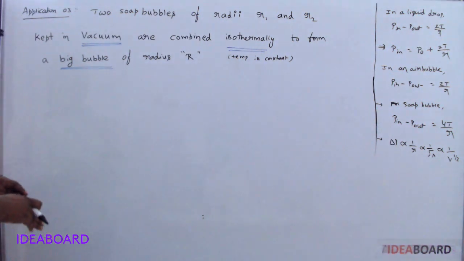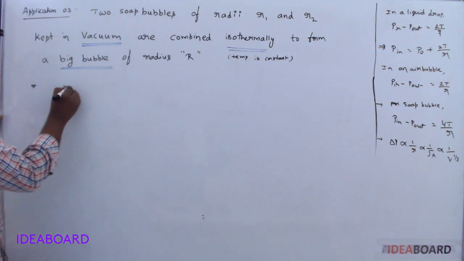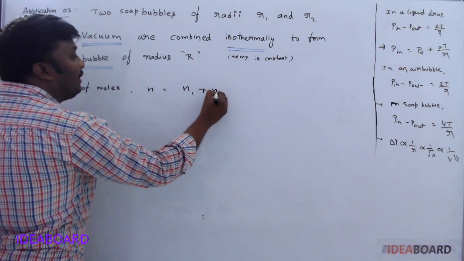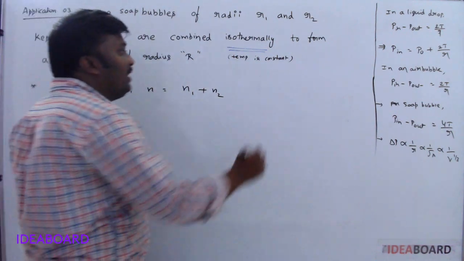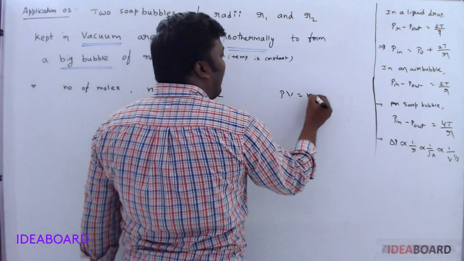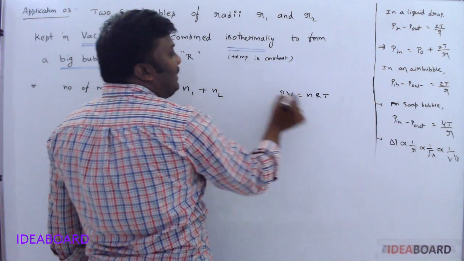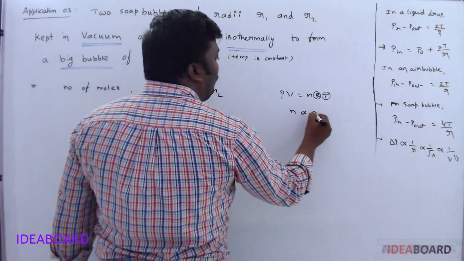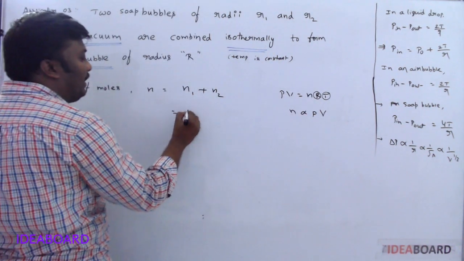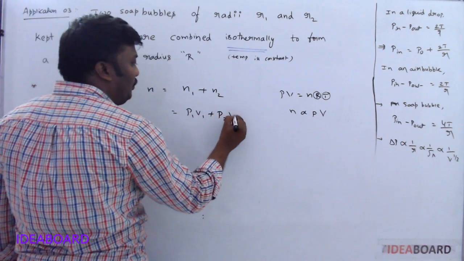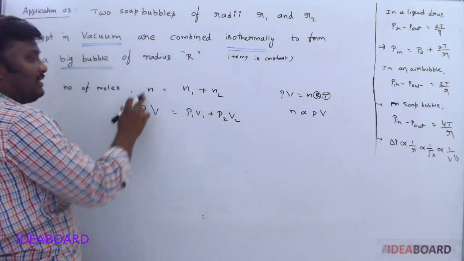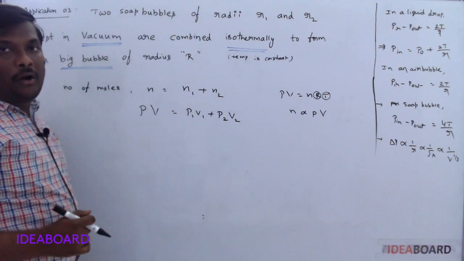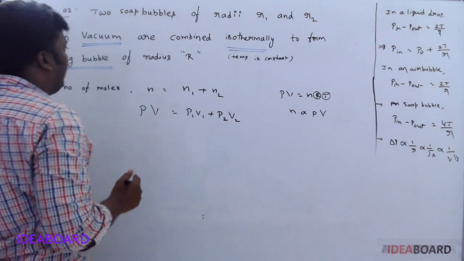Whenever they form a bigger bubble, the number of moles n is equal to n1 plus n2. From the ideal gas equation, PV equals nRT. Isothermal means temperature is constant, and R is also constant. So the number of moles is directly proportional to pressure times volume. So here you can write PV equals P1 V1 plus P2 V2. Here PV is related to the bigger bubble, and P1 V1 and P2 V2 are related to the smaller soap bubbles.